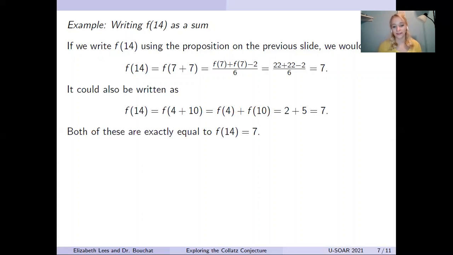Another way we could write that is with two evens, which would be 4 plus 10, and that way is much easier, as we can see. That would give us f of 4 plus f of 10, which would just be 2 plus 5, because we are just dividing both of those numbers by 2, and that gives us 7. So both of these options give us exactly f of 14 equal to 7. We wanted to look at this as a way to maybe simplify some numbers that have a lot of steps. With a number like 14, it's simple to get to that 7, but some numbers are much bigger and it might be easier to break them up.